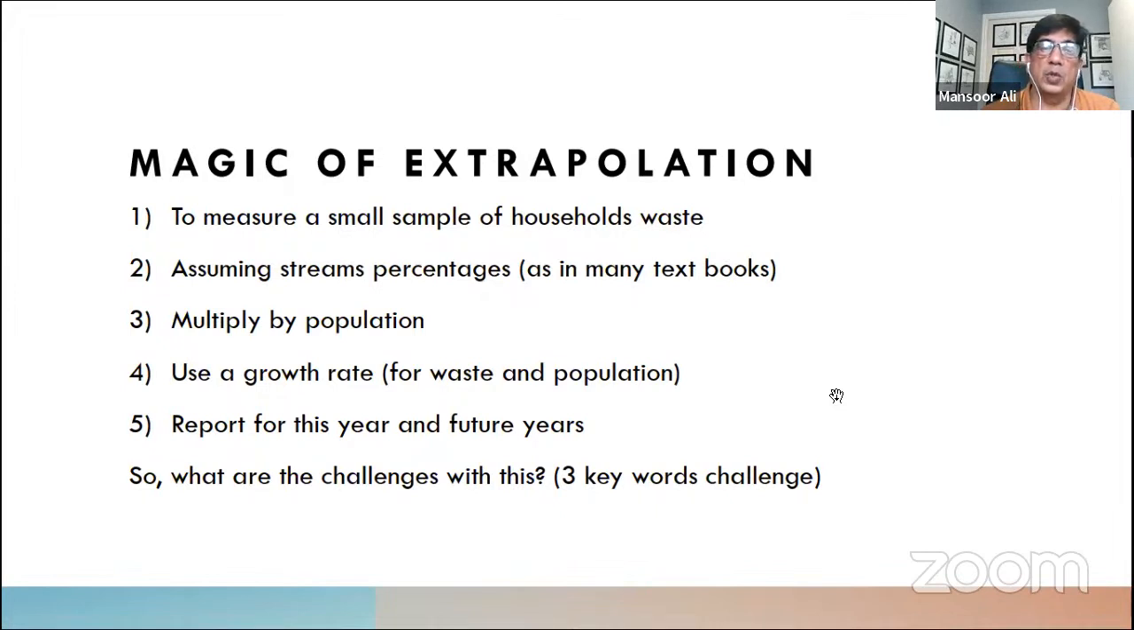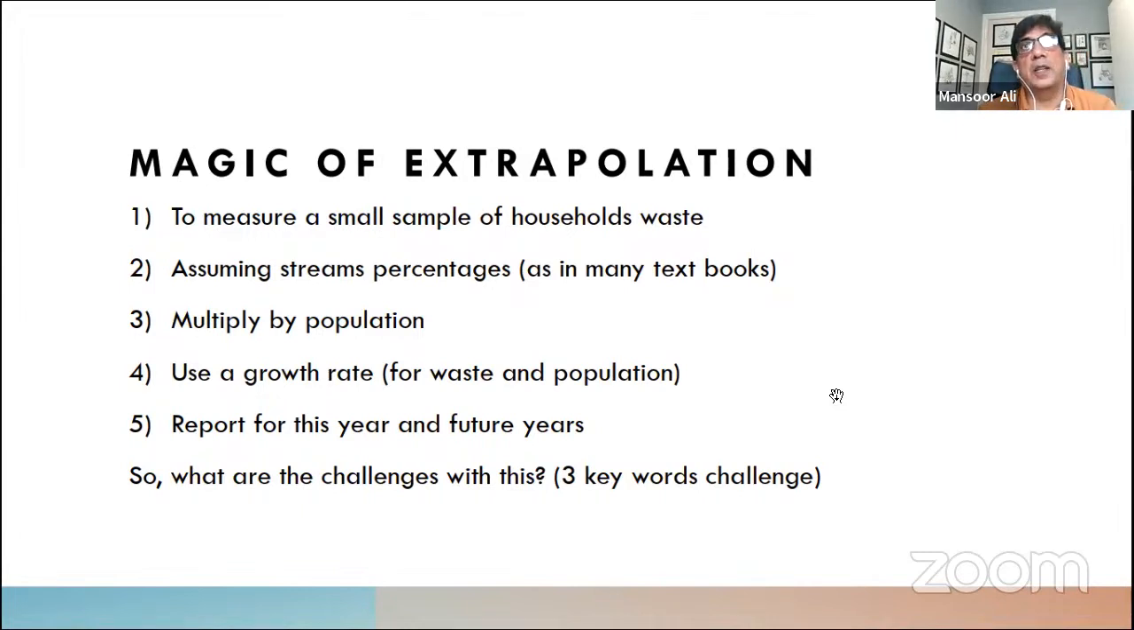You often use a growth rate for both waste and population. And then you assign percentages to different waste streams, again, based on lots of assumptions. So yes, there is a stream of commercial waste, there's a stream of market waste, there's a stream of something else, and you assign percentages. And there are very few validated methods about what percentage we assign to which waste stream. And then you report this year. Sometimes you also generate tables and maps for future years.